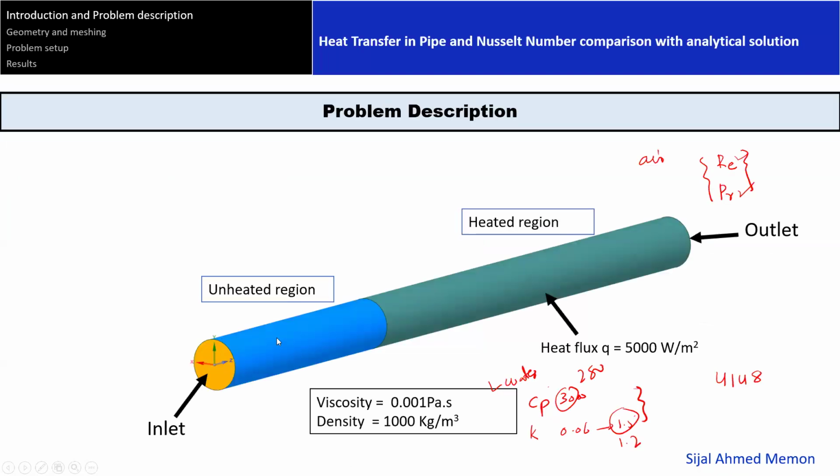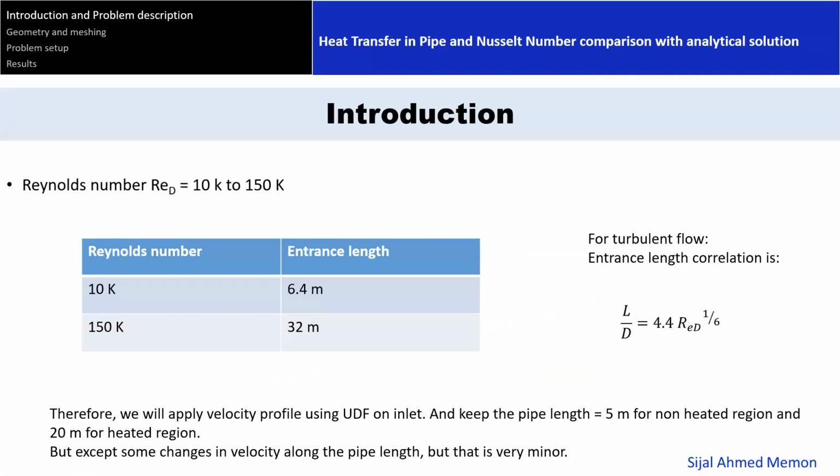Okay, so this will require a lot of mesh elements, and this will require a lot of time to solve the case. That's why I shortened my domain and made it 5 meters, and my heated region is 20 meters. Okay, that's all.